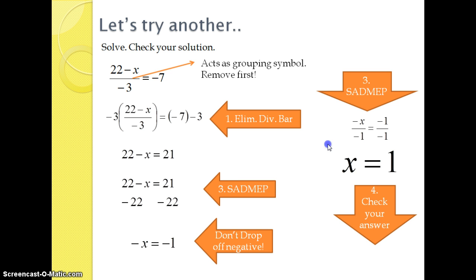Always check your answer. I'm going to replace this x with 1. 22 minus 1 is 21. Carry down the negative 3. 21 divided by negative 3 is negative 7. So that's my answer.